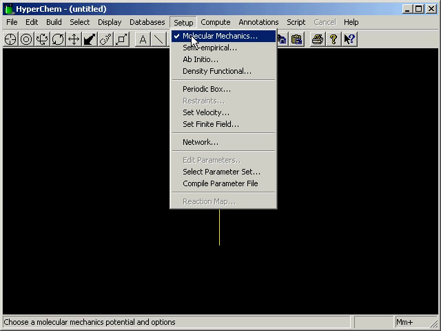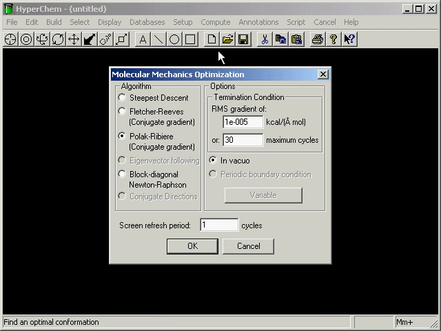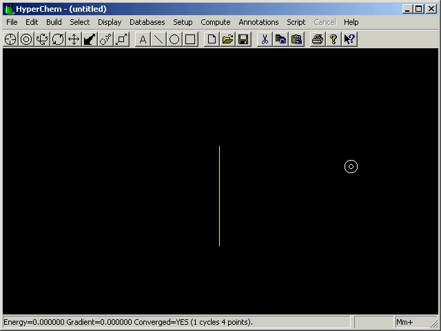Let's optimize this. We're going to use molecular mechanics MM+, and let's optimize this structure to make sure we're sort of where we're starting. No internal energy. So here's our molecule. Now what we're going to do is make this molecule rotate.